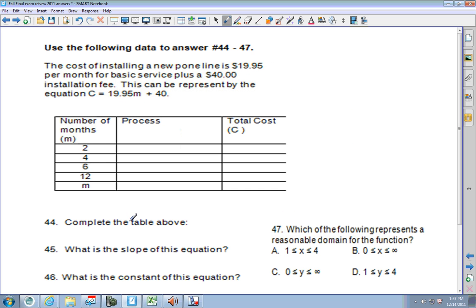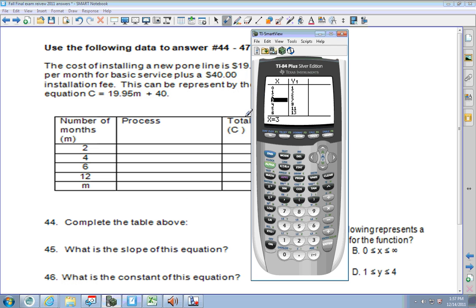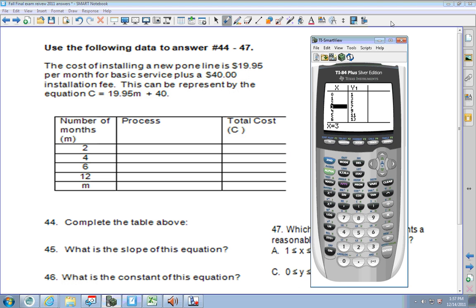Next. Okay, the cost of installing a new phone line, it's $19.95 per month for a basic service plus $40 installation charge. It gives you the equation right here. The first thing it says is complete the table above. So what we'll do is bring our calculator over here and go into y equals and put 19.95x plus 40. And we'll go in the table, second graph.